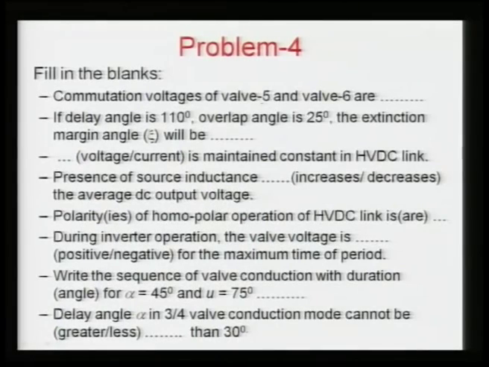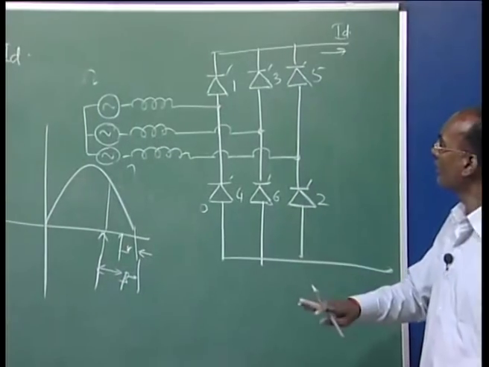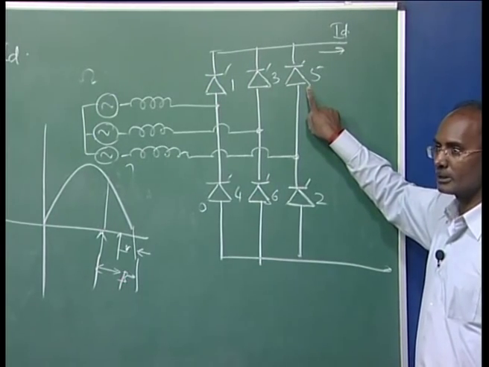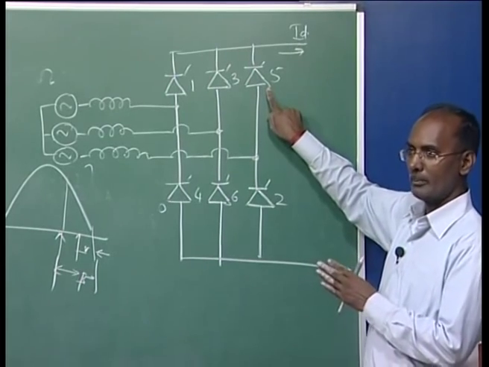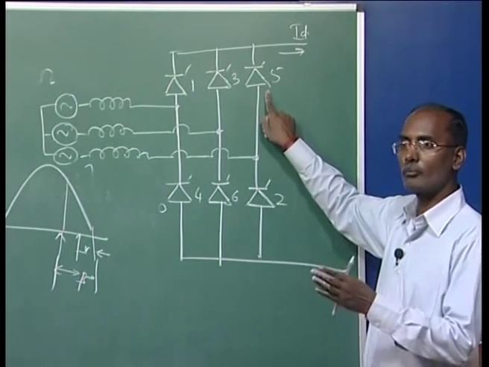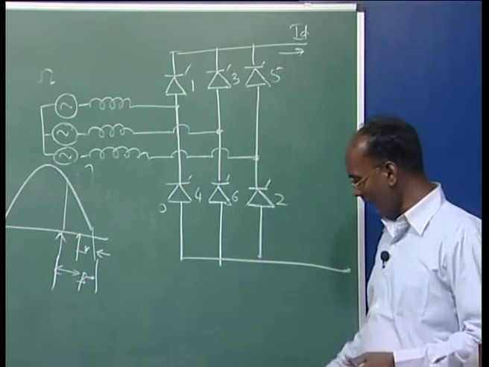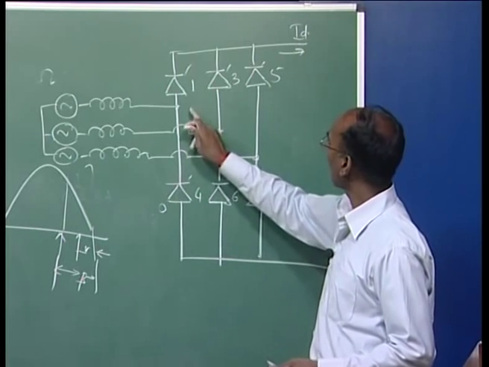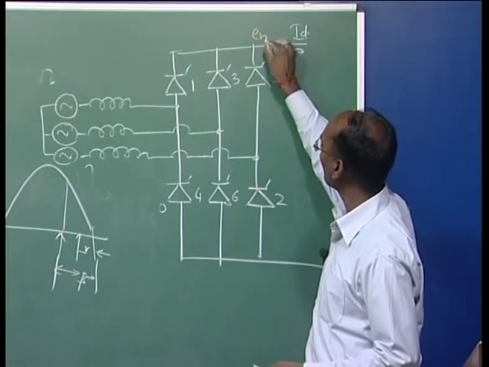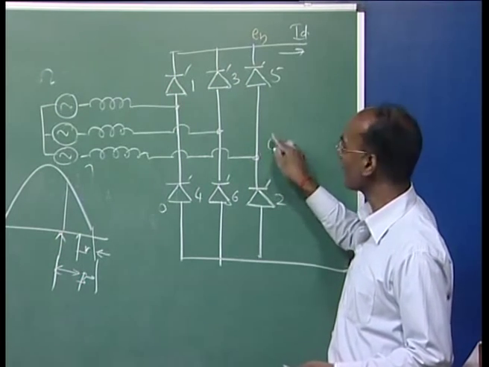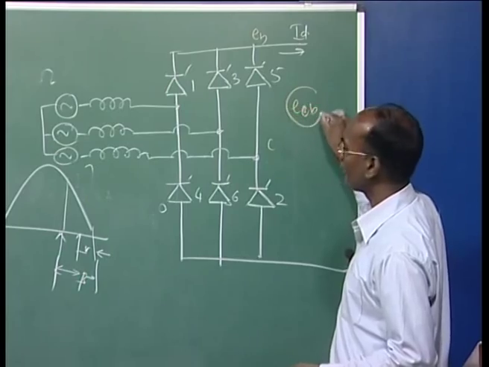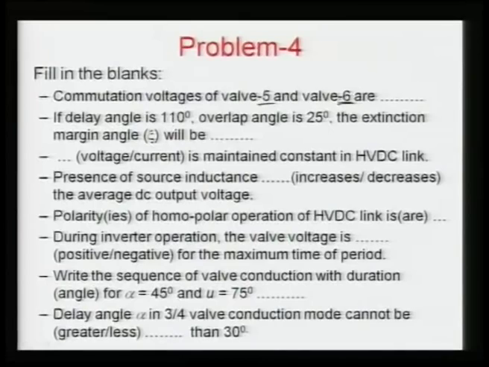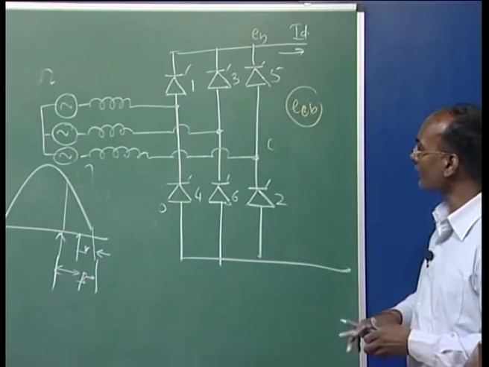For example, the first part: the commutation voltage of valve 5 and valve 6 are asked. Here is valve 5. The commutation voltage means the voltage before it is going to be fired. Once 5 is coming, it means 3 and 4 were conducting. So for this side here and the 3 here, it is your EB, and here C is always appearing. So it will be ECB, the commutation voltage of valve 5. Then it was asked for 6.